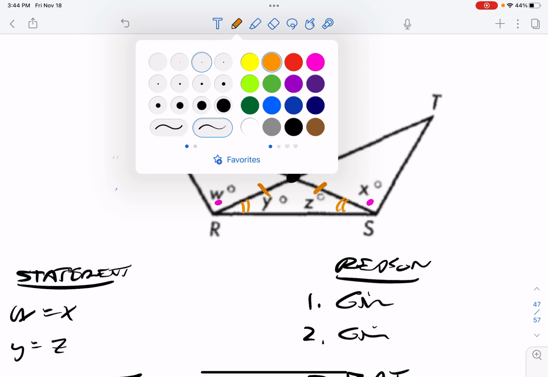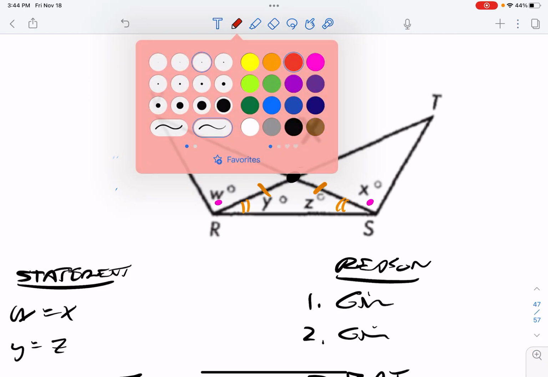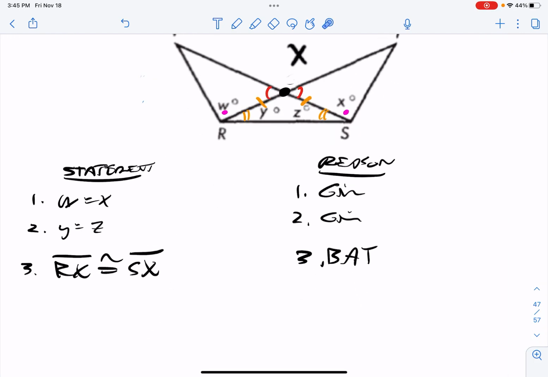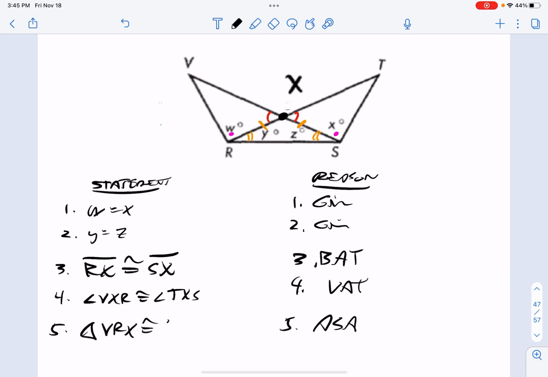What would be the angles? Angle side angle. Let me do that in a different color. Angle side angle over here on the left. On the right, angle side angle. And these are congruent by vertical angle theorem. So by the vertical angle theorem, I can say that angle VXR is congruent to angle TXS. And now I can use angle side angle to say that triangle VRX is congruent to triangle TSX.